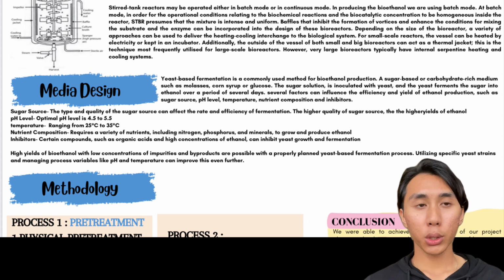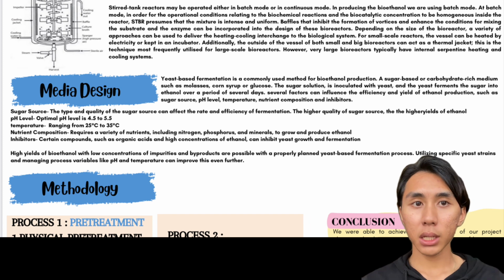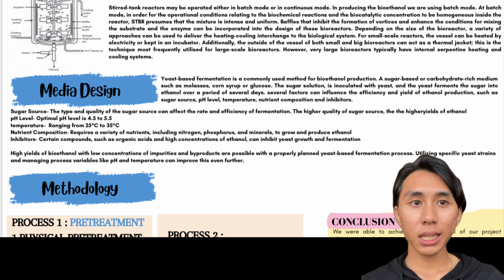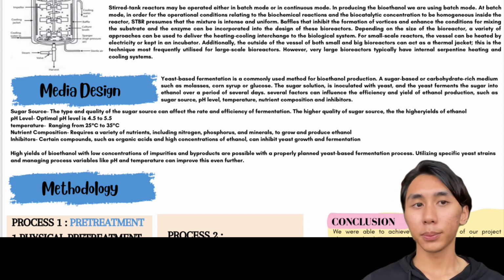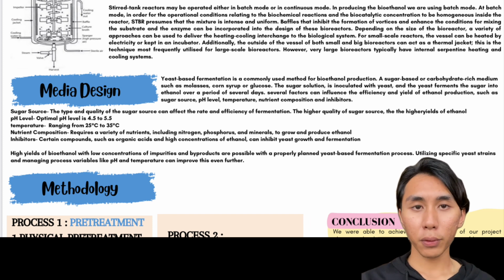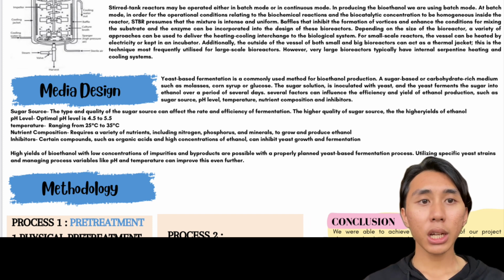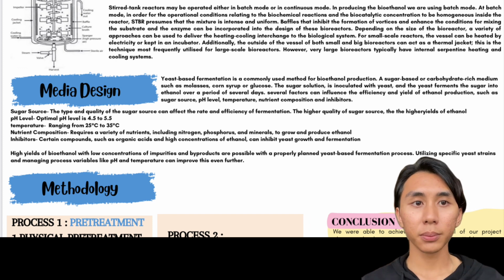So I'll go with sugar source. The type and quality of the sugar source can affect the rate and efficiency of fermentation. This is because high quality sugar sources with a high concentration of easily fermentable sugars such as glucose and fructose can lead to higher yields of ethanol. Next, I will go to the pH level. The optimal pH level for yeast fermentation is around 4.5 to 5.5. A pH level outside of this range can inhibit yeast growth and ethanol production.